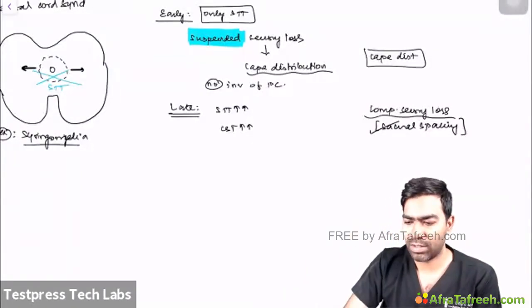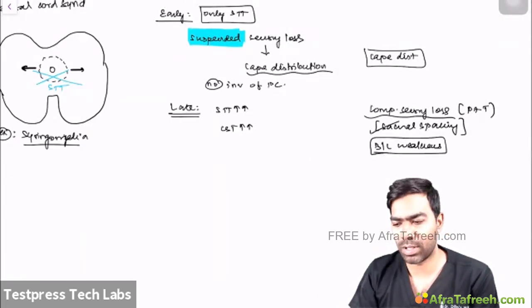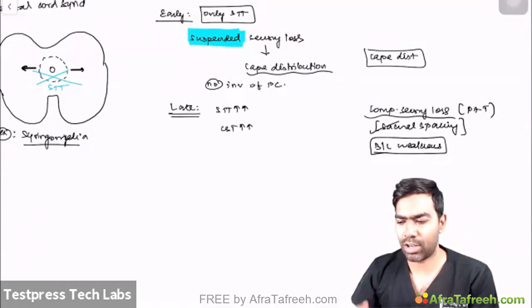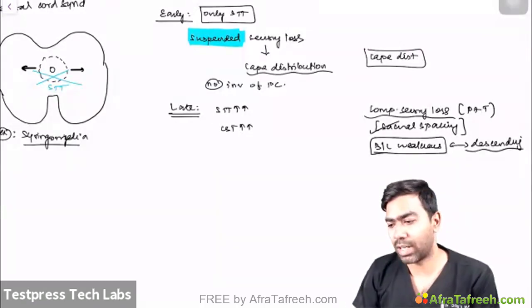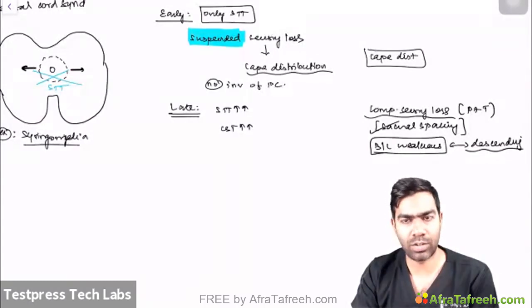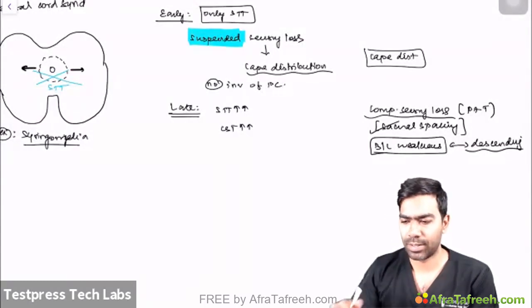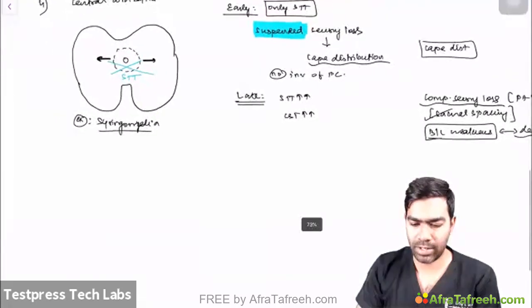And they can have bilateral weakness as well. Bilateral weakness is also absolutely possible, but that is all in late stages. And remember, this weakness will follow a descending pattern. That's very, very important. It will be a descending kind of weakness, as I told you. That pattern. All right.